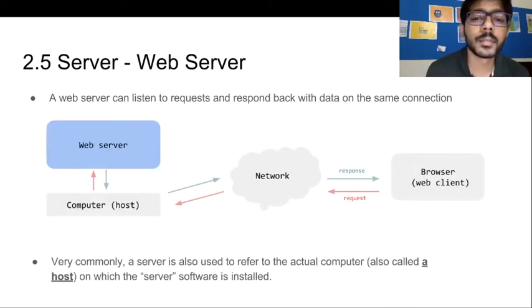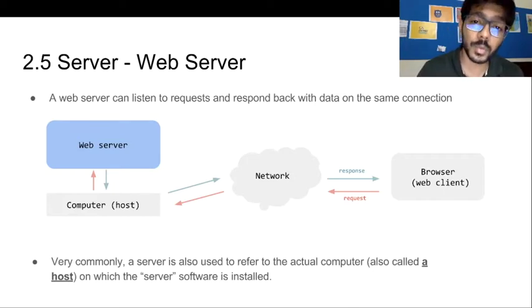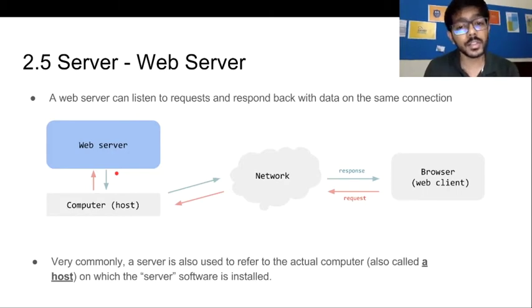So now we had a browser, we entered the URL, we found out the IP address of the server by using the domain name system. We understood that there was a network without which the browser could not have reached the web server. And now we must understand what a web server is. If you look at this diagram where a browser is making a request over the network, the request goes to a particular computer, and then on that computer is a piece of software, and this software is called a web server. This software's job is to listen to requests and to respond back with data on the same connection.